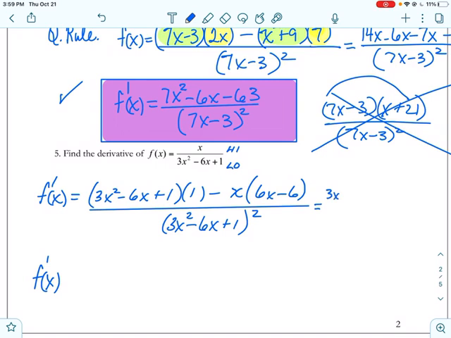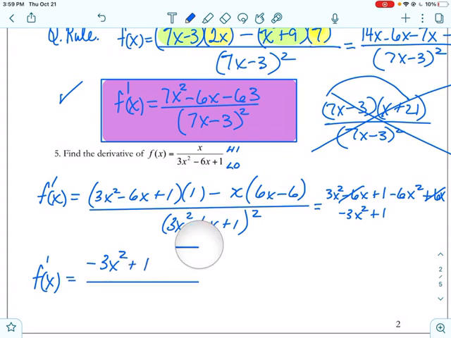So what do we have? 3x squared minus 6x plus 1 minus 6x squared plus 6x. And I'm going to combine like terms there and there. And then it looks like I get a negative 3x squared plus 1 for the numerator. So I get negative 3x squared plus 1, and then that would be over the quantity 3x squared minus 6x plus 1 squared. And there would be your derivative.